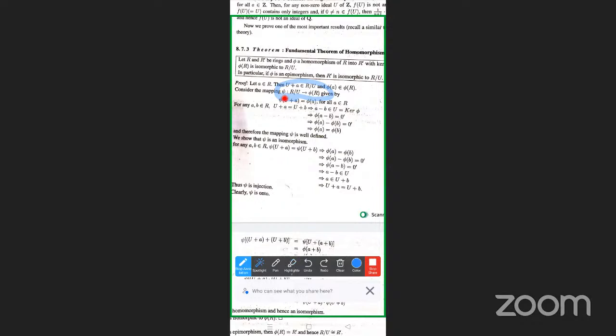How to verify whether the function is well defined? A well defined function means we take x equals y, and we have to show that f(x) equals f(y). So ψ is well defined means x equals y implies ψ(x) equals ψ(y). For any a, b belongs to R, if U plus a equals U plus b, like x equals y, then we have to show that ψ(U + a) equals ψ(U + b). Then we can say that ψ is a well defined function.